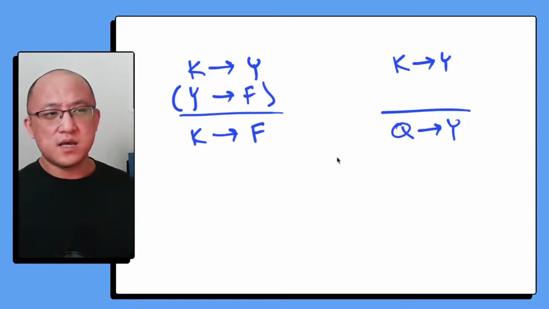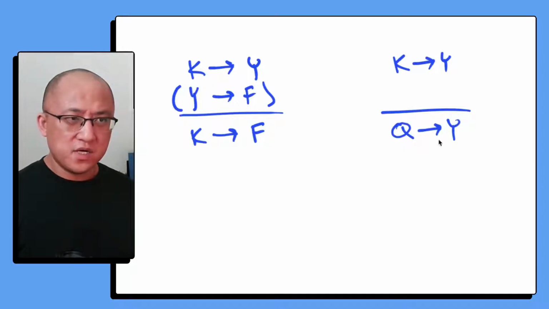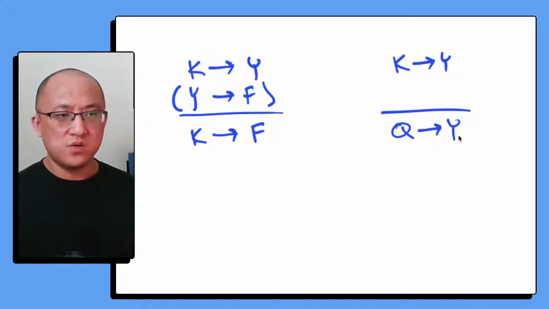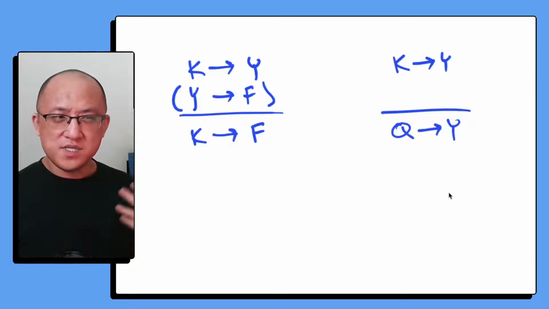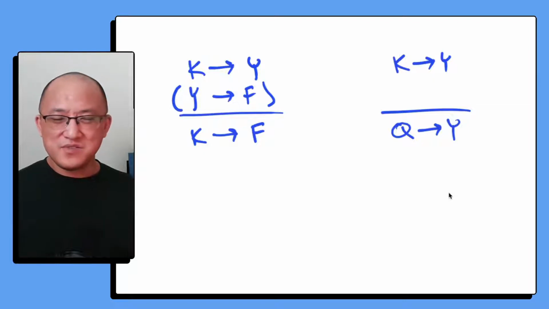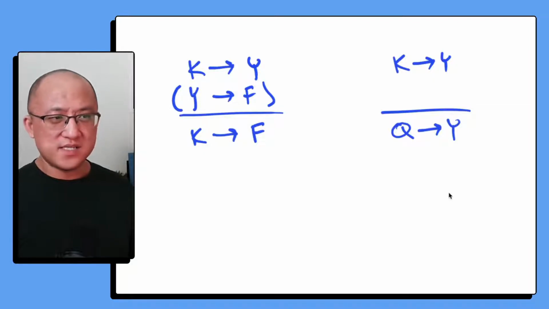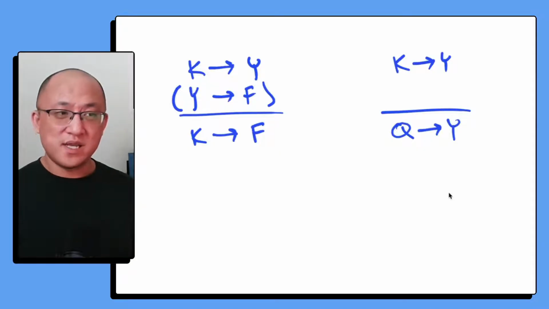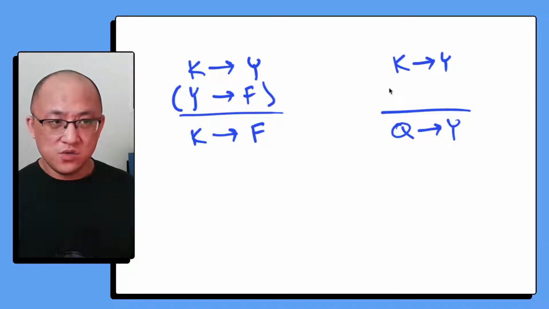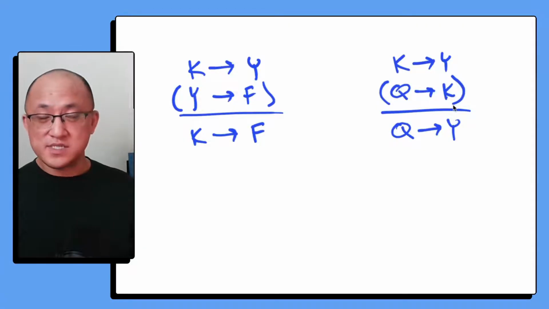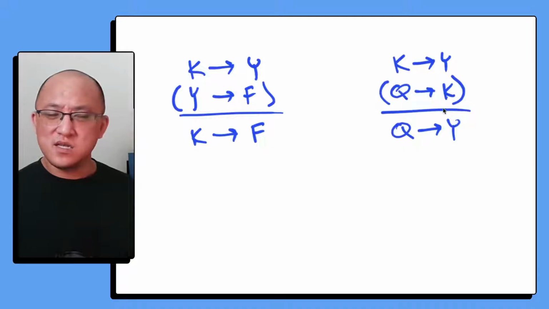Now let's compare that to the argument on the right here. If we have a premise that says if K is true, then Y is true. Therefore, if Q is true, Y is true. What's the correct direction of the link that we want? Is it if K then Q, or is it if Q then K? Well, the correct answer is if Q then K. Now let's think about why. Why isn't it the other way around?